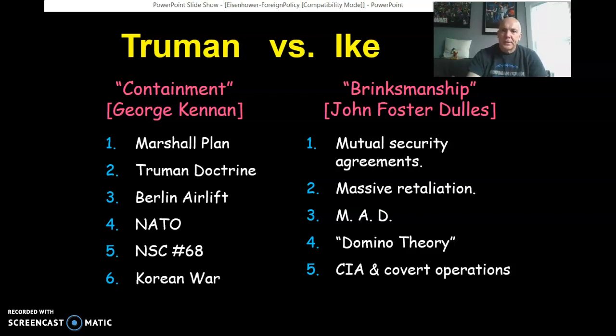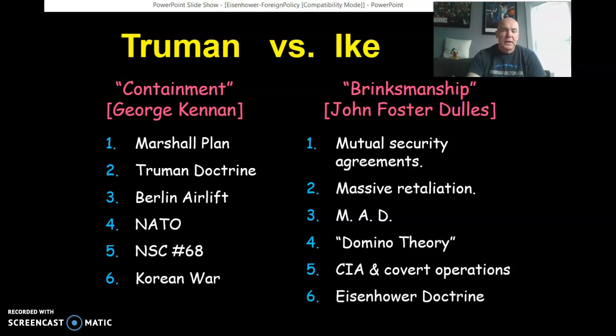We also see an expansion in CIA and covert operations throughout the 1950s under Eisenhower. One of the most infamous ones is the coup that was led by the CIA that overthrew the government of Iran and established a guy named the Shah of Iran. And that's going to come back and have some consequences in the late 1970s when the Shah is overthrown by the Iranian people. So he was put into power by the CIA, primarily to get their oil.